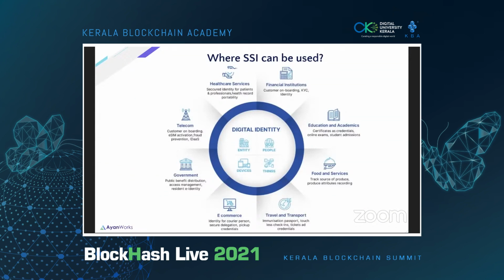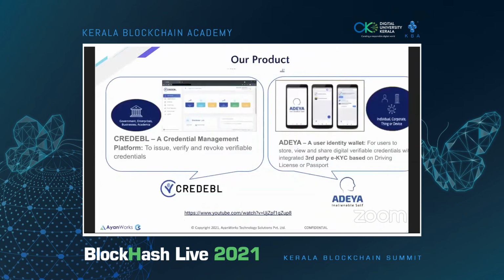So we talked about how to build SSI systems, what SSI systems are, what self-sovereign identity basically is, how it is used, why it is useful, and what its applications are. At Ironworks, we are building an SSI-based, self-sovereign identity-based system platform. We call it Credible. That is a platform for issuers and verifiers to issue, verify, and revoke credentials. And we have a mobile application called Adeya that can be with the users, by which they can share the credentials that have been issued in a selectively disclosable manner, in a consent-based ecosystem.